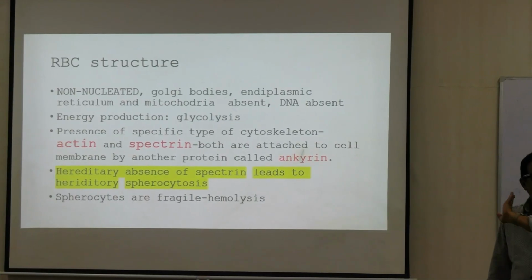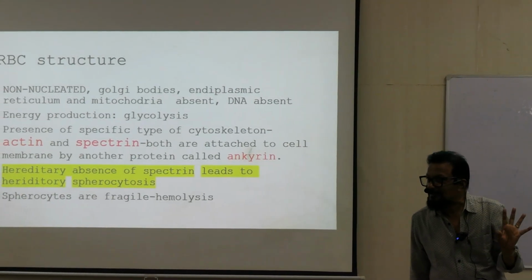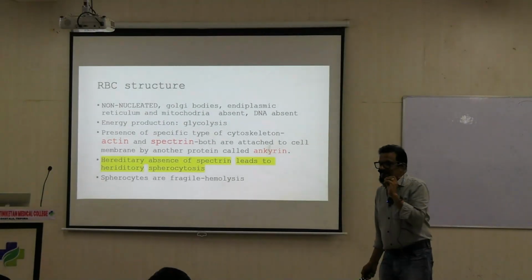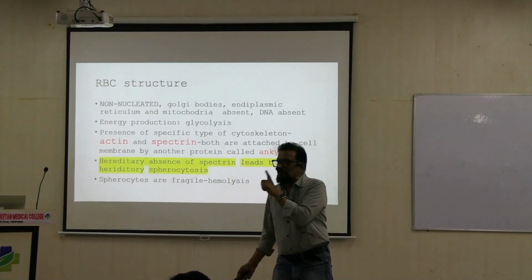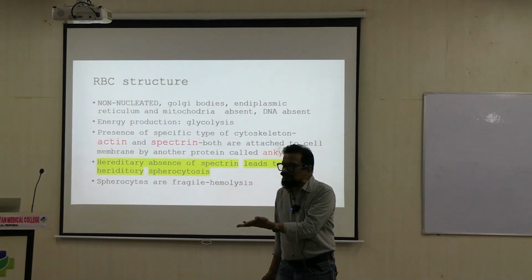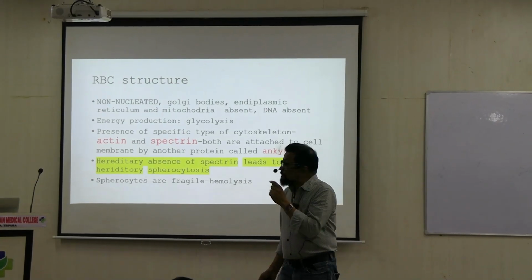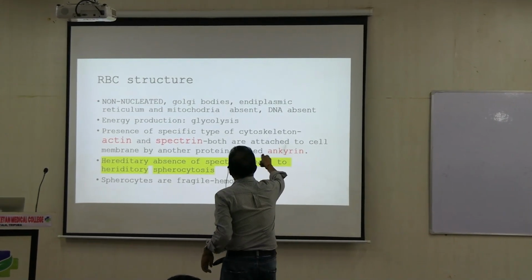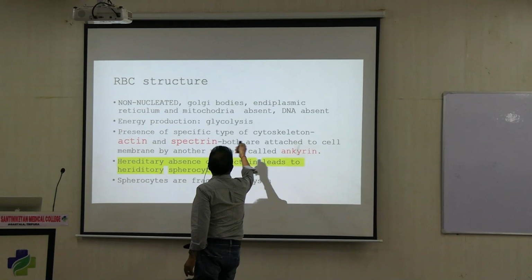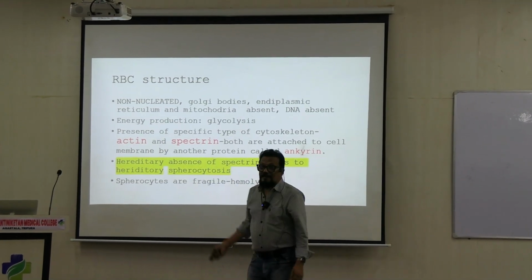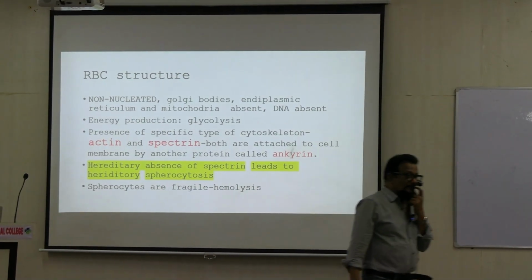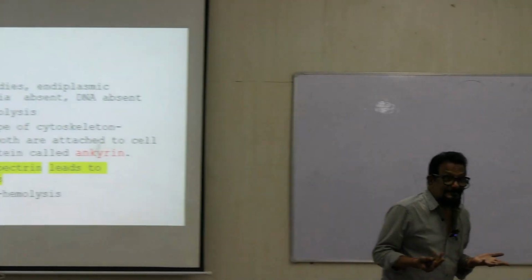It has no nucleus. Since there is no nucleus, there is no use of endoplasmic reticulum, and there are no mitochondria, no Golgi bodies, no endoplasmic reticulum, and DNA is absent. Then how will the RBCs get their energy?